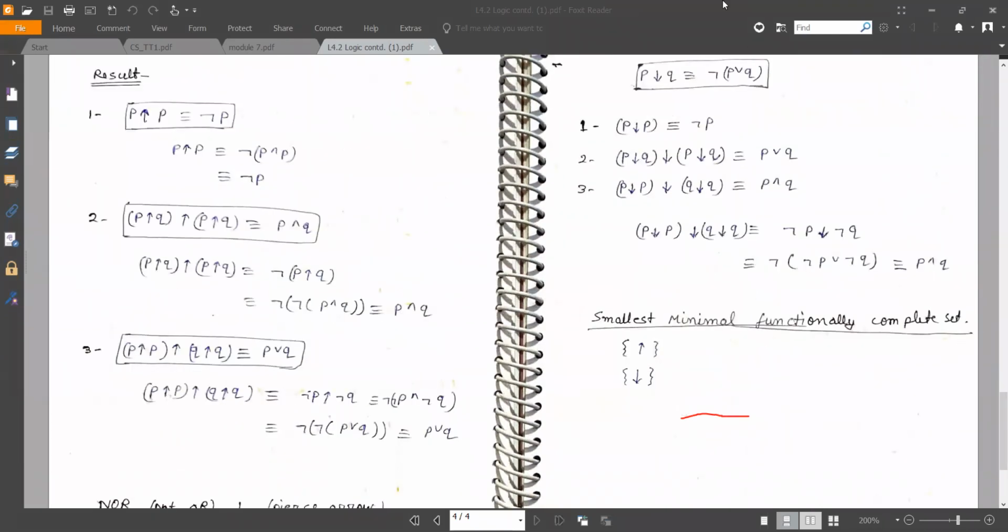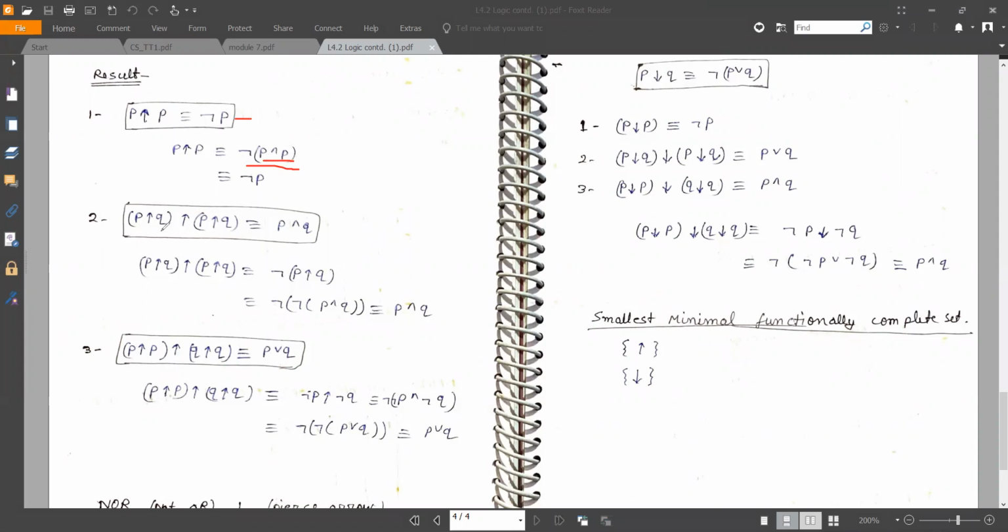Now we have got some results here. Let us verify those results. It is saying that the NAND of an operand with itself is the negation of P. How is that? This is very straightforward and very simple. Let's not delve too much into it. Using the idempotent law we have already covered.